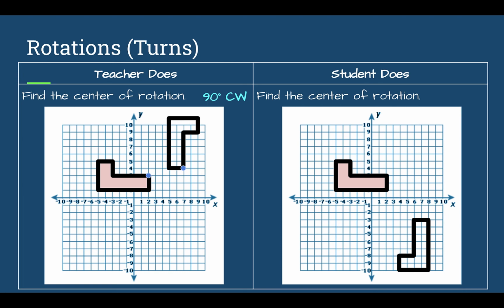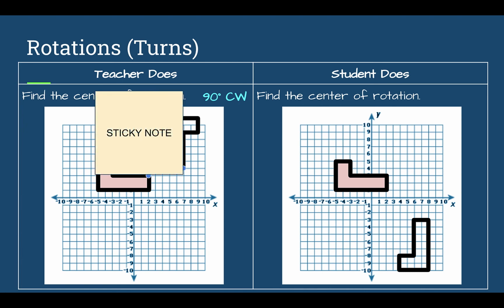So one strategy that I'm going to have you try to use is the corner of a piece of paper or a sticky note. So here is my digital sticky note. I know that it was 90 degrees. So if I had the point right there, that is a 90-degree turn. I was able to follow the corner of the sticky note and have it go through both of those points. So we're good so far.